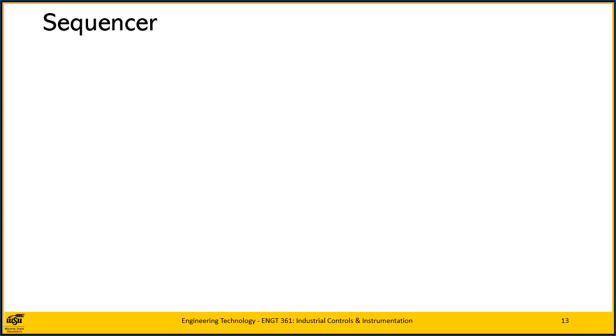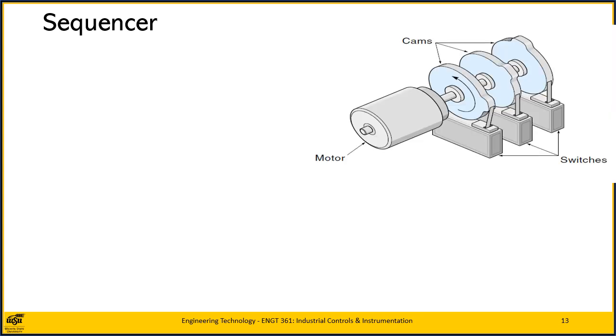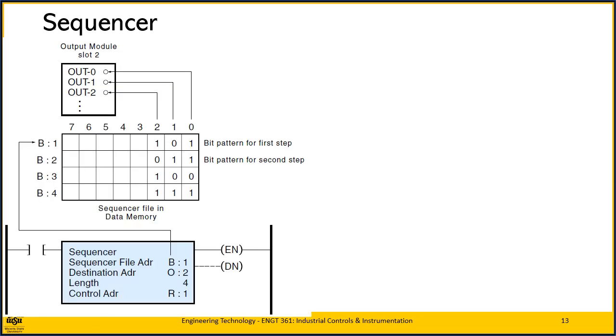The sequencer instruction is used when a repeating sequence of outputs is required, for example, a dishwasher that cycles through predetermined steps. Traditionally, electromechanical sequencers were used in this type of application, where a drum rotates slowly and the cams of the drum activate switches. The sequencer instruction allows the PLC to implement this common control strategy.